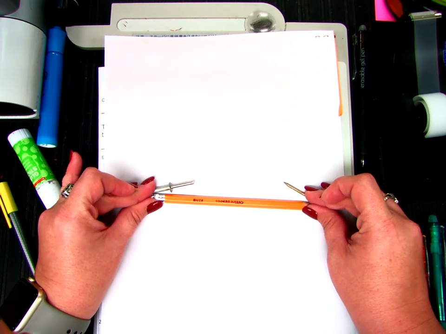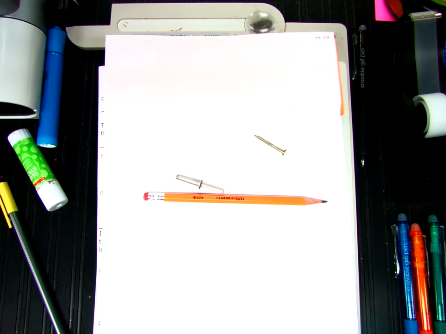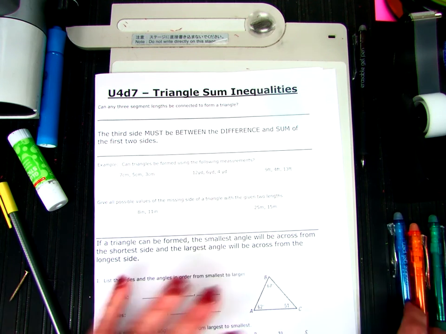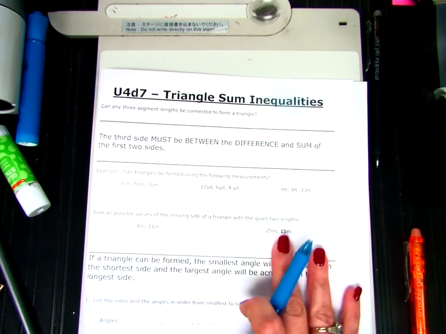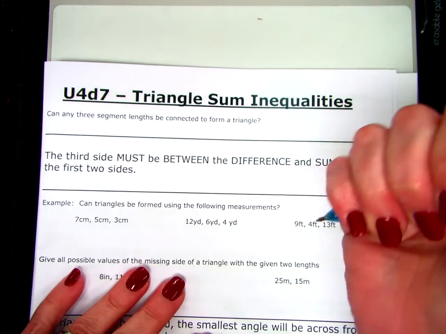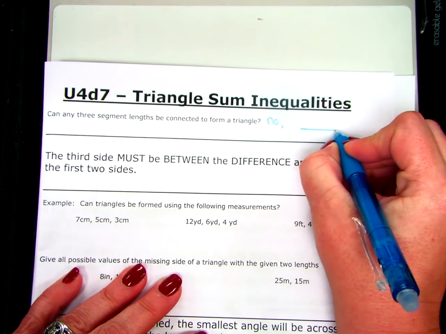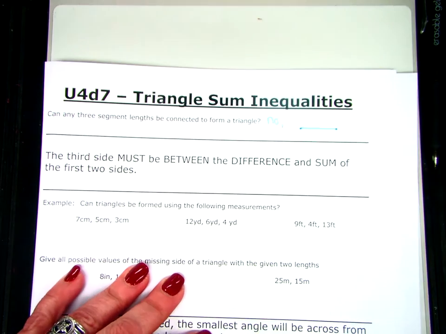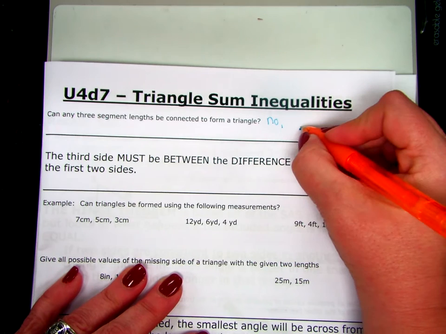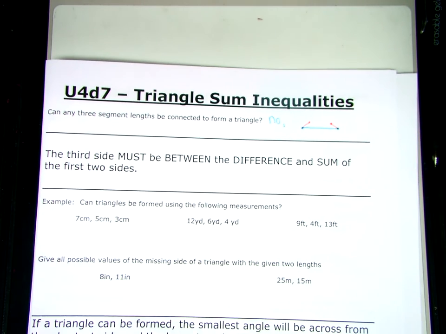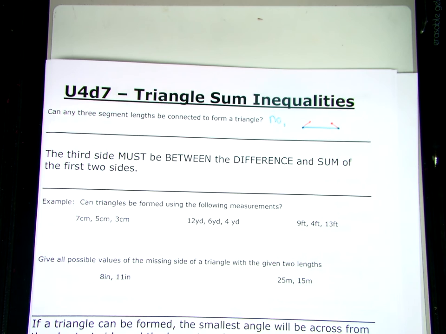So, let me ask one more time. Can I make a triangle with any three segments? No, I cannot make a triangle with any three segments. Sometimes one of your segments is just too long and the other two won't reach all the way in. So, can three segment lengths be connected to form a triangle? My answer is no. And if you want to draw yourself a little picture so you remember why, you can draw a longer segment and then two shorter segments. So you can see, oh yeah, those won't reach each other. Okay? So that's a no.